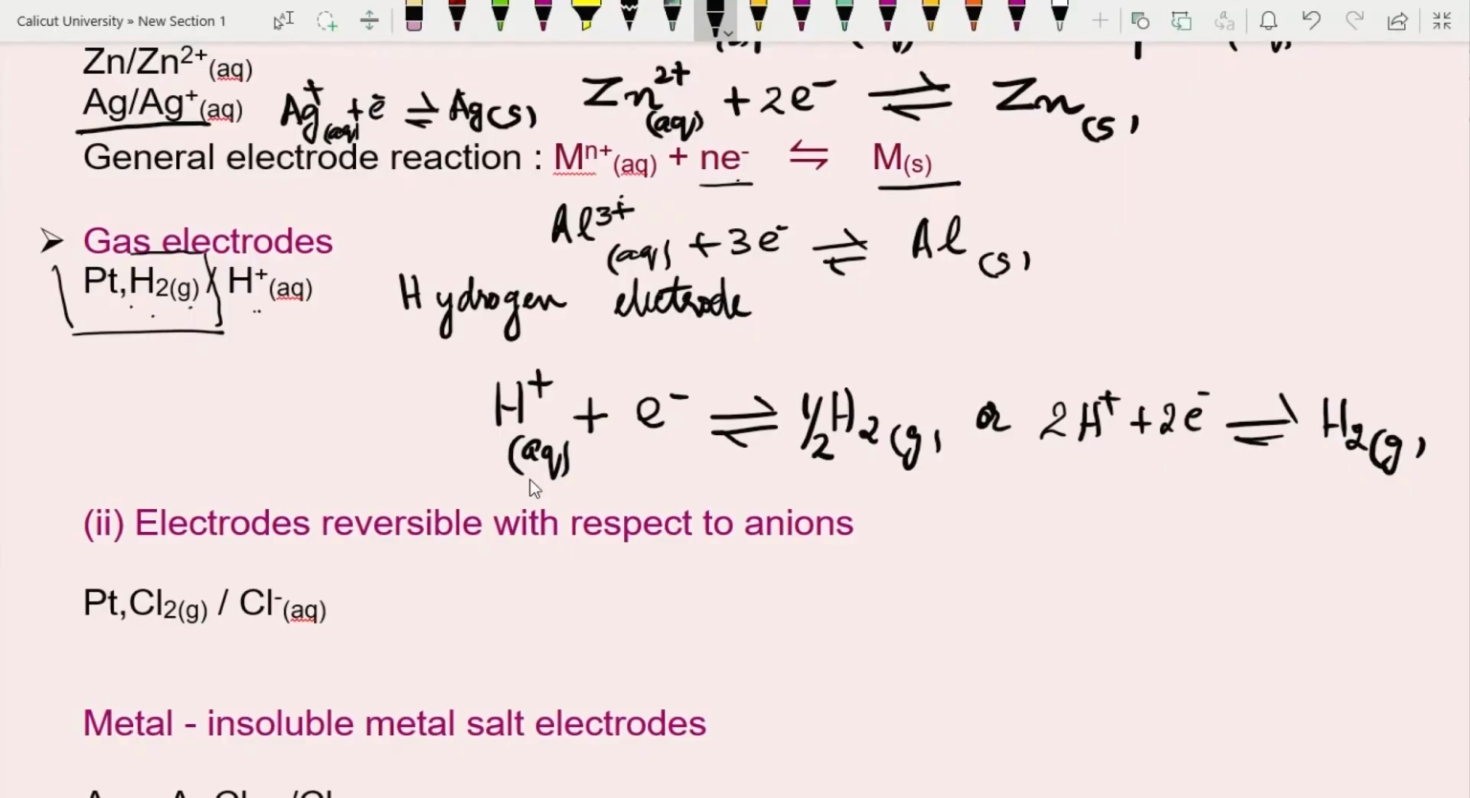So, we have two types here, one is the metal ion type, and the second one is the gas electrode. You can have another type of gas electrodes too, but in this case I have taken only hydrogen, which can provide H plus ions, that is cations. So, these two are reversible with respect to cations. Next we are going for the second type, that is electrodes which are reversible with respect to anions.